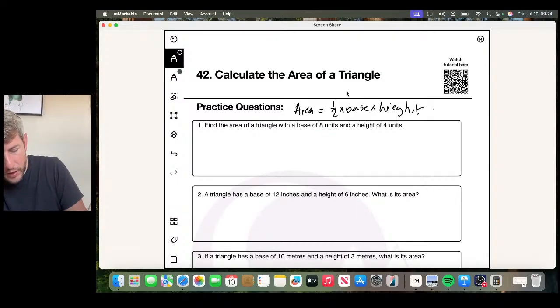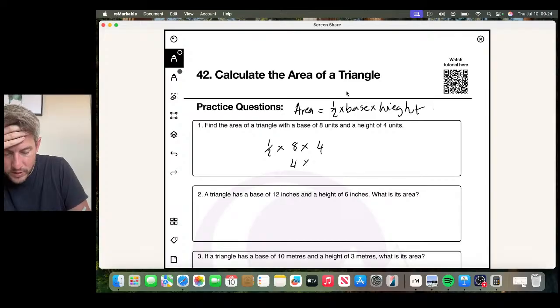Okay, so base of 8, so we've got half times base, which is 8, times height, which is 4. Okay, half of 8 first is 4, so this is 4 times 4, so this equals 16 units squared.